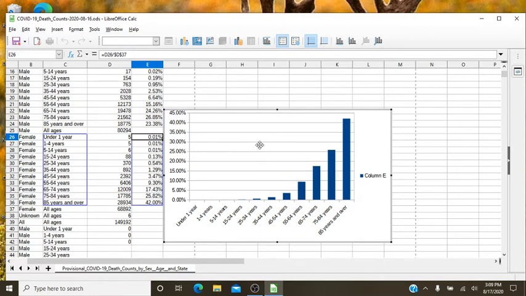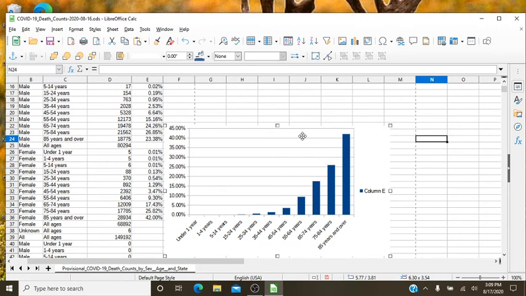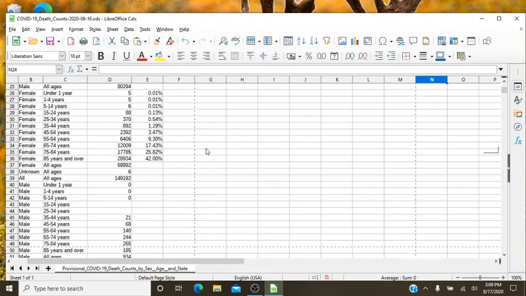So it's pretty consistent. So far as COVID-19 deaths, the deaths and the death rates increase, male and female both, by age, and even by sex.